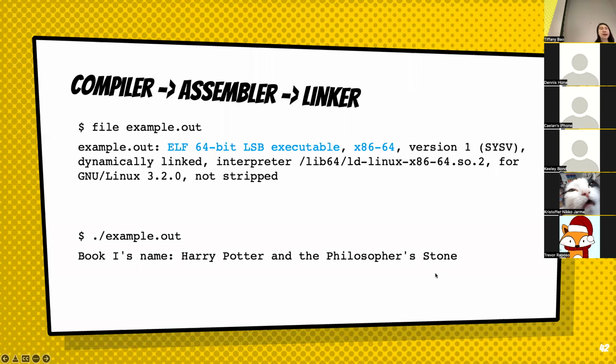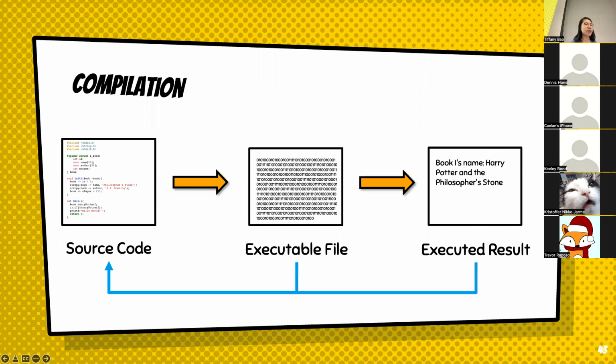And if you just use the file command to take a look at the type of the file, you will see that it says this is ELF 64-bit LSB executable, and the architecture of it is x86-64. LSB means least significant byte, and this is what we mentioned last time, right? So that is little endian, basically. And once we have this example.out, we can then run it and get the output that we are supposed to have, such as the Harry Potter example that we had from last time. All right, so this is the entire compilation process that will also give you the executed result.